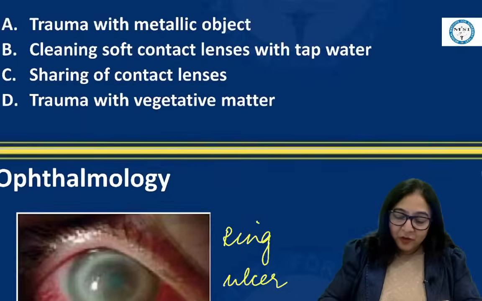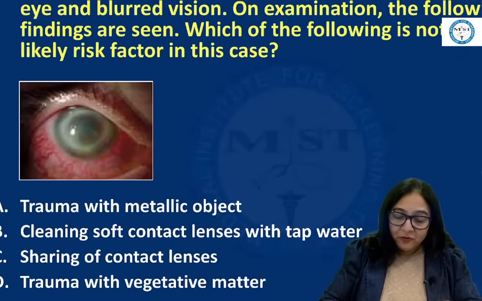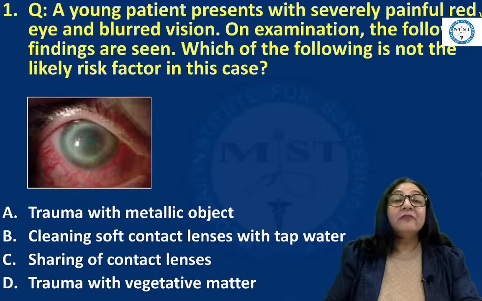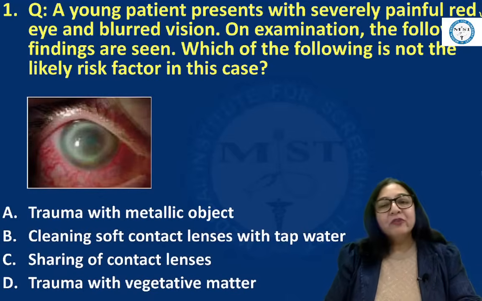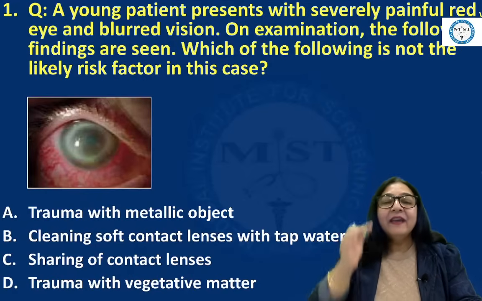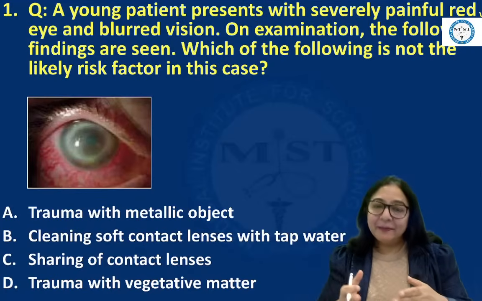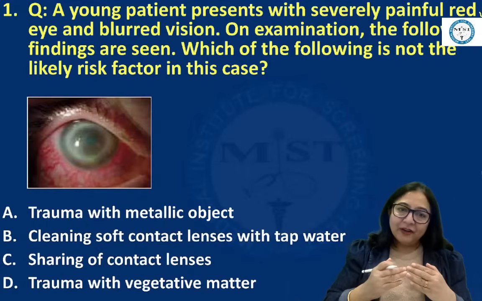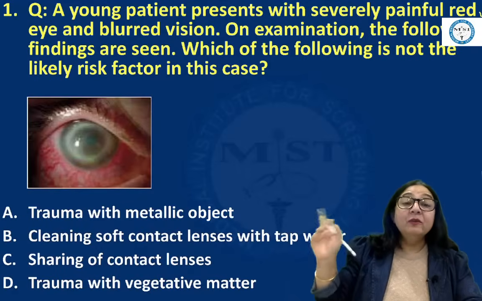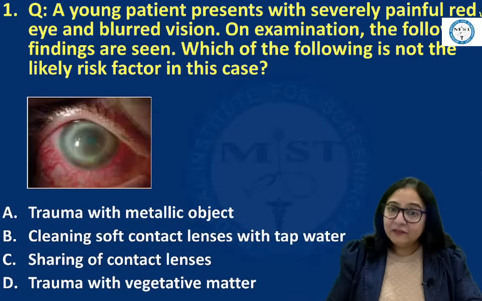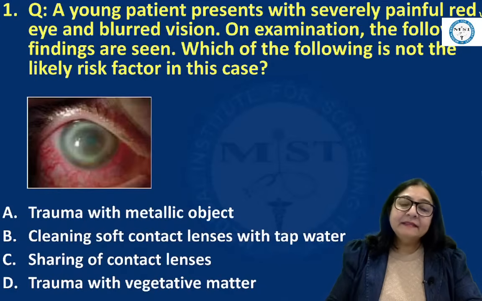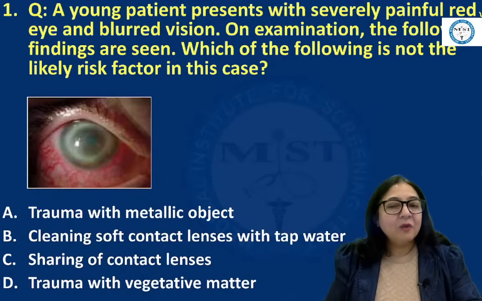Now coming back to the question. So all of you know what the risk factors are for development of infection with acanthamoeba. So mostly it is because of the use of soft contact lenses when they are used in an unhygienic manner, when you are not taking the proper precautions with the use of soft contact lenses. Okay, which includes cleaning of the soft contact lenses with tap water or with river water, sharing of the contact lenses, taking a shower with contact lenses on.